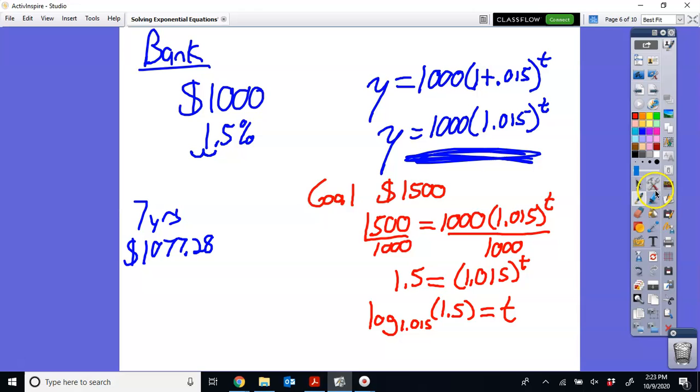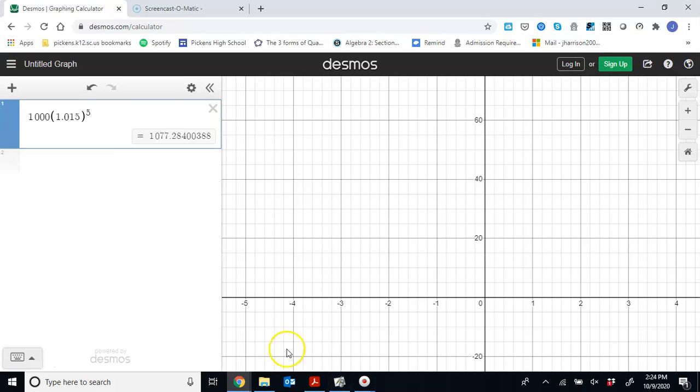It's something I always tell people when I'm doing my Algebra 1 classes. It's this base raised to this exponent equals this number. That's the definition of a logarithm. So the base raised to the exponent t equals the 1.5. But here's the cool thing. You've got Desmos. And so all I have to do is go to Desmos, and I'm going to do the logarithm.